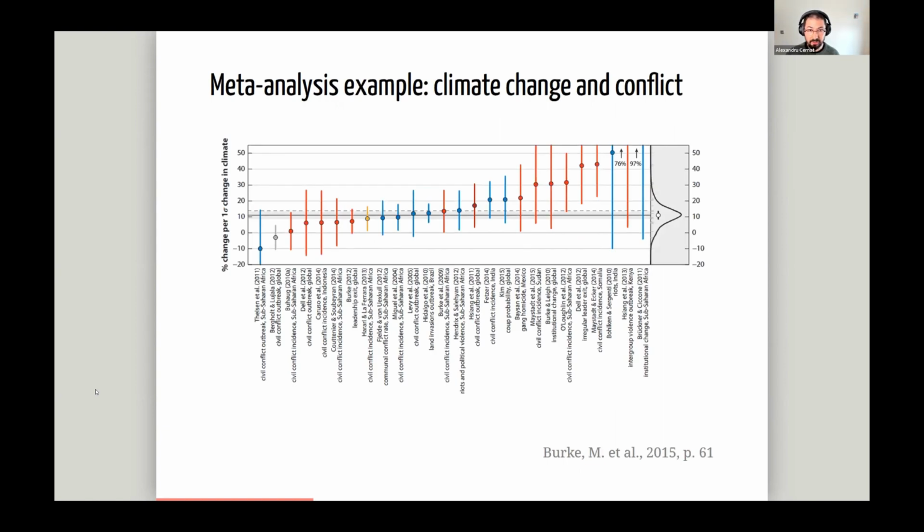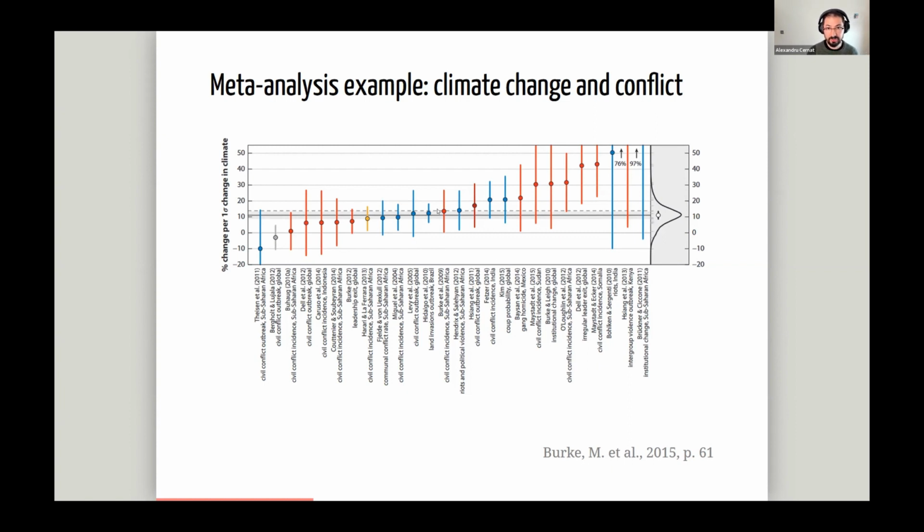Here, the research question of interest was the relationship between climate change and conflict. The researchers did a search of the literature, and these are the studies that they found that looked at this relationship between climate change and conflict. And we see that the results vary quite a lot. There are some studies that actually found a negative relationship, although none of them were statistically significant, up to positive findings, right? Most of them found a small positive relationship between climate change and conflict.